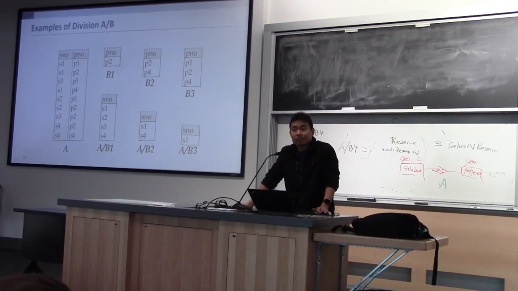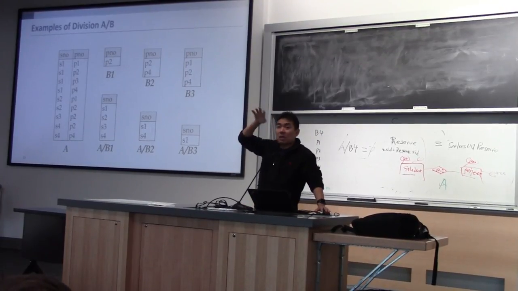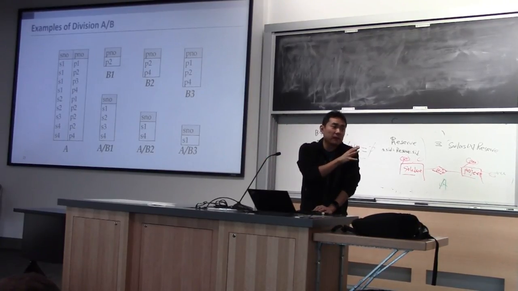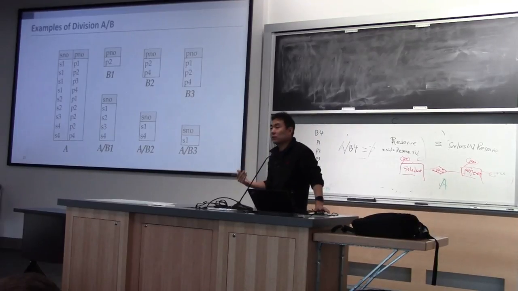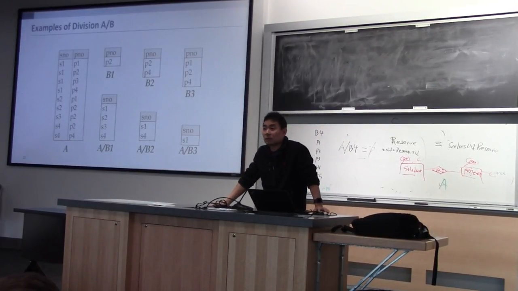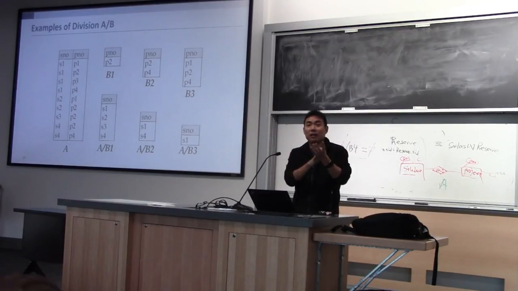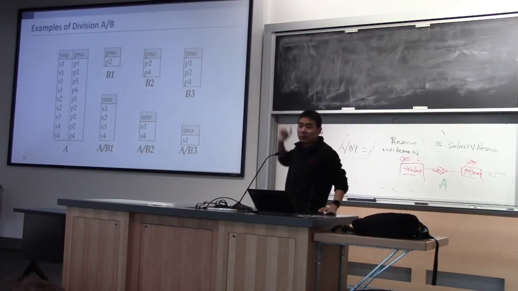Okay? So that's the semantic meaning of this division operator. Now let's rewind back and look at how we actually construct this operation using those five basic operators: selection, projection, cross product, set difference, and union. Using those, I can magically express this.